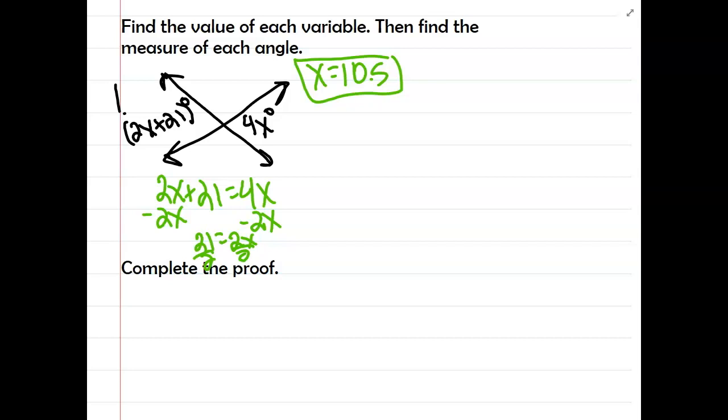Then I want you to find the measure of each angle. Now there are 4 angles, but we know that since they're vertical angles, these angles measure the same and these angles measure the same. So to find the measure of these angles, I know what x is, so I'm just going to plug x in. Because they measure the same, you don't plug it in both places. Which one do you want to plug it in for? Probably the 4x. So 4 times 10.5 would be 42 degrees. There's one of your answers.